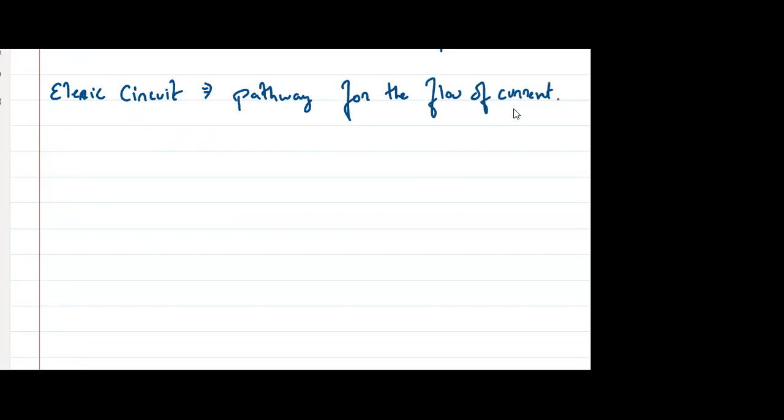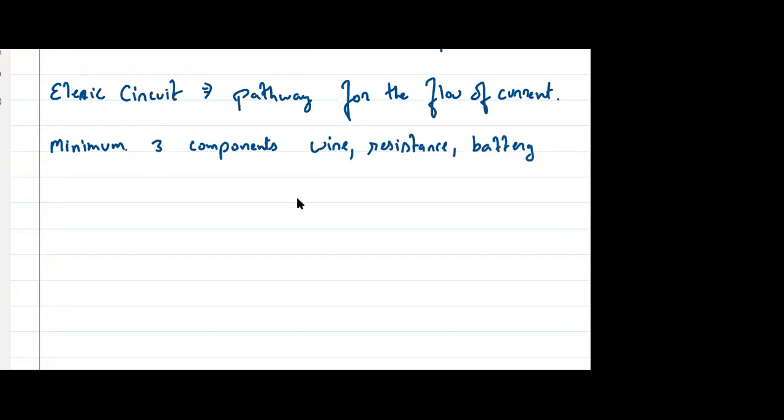Now it is composed of battery, wire, resistance. Minimum how many components are required to make a circuit? Three. Minimum three components are required: battery cell, wire, resistance, and battery. So if you have minimum three components, you can make a circuit.